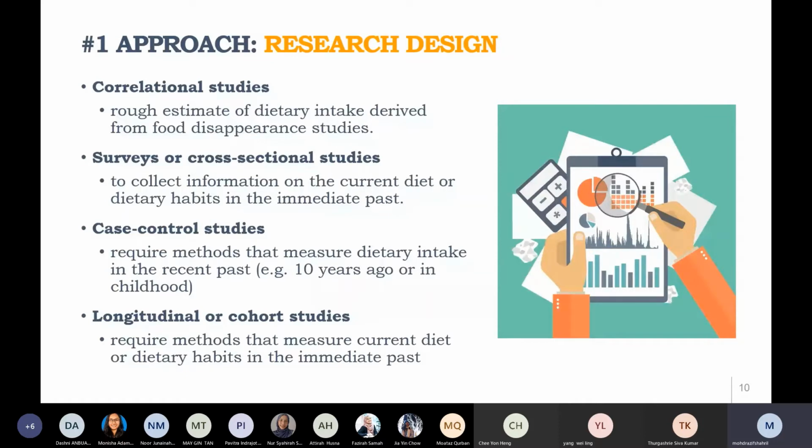Okay, so we want to use a method that people can recall their diet over a long-term period. And the fourth common research design is longitudinal or cohort studies, where we follow the participants longitudinally. So we require methods that measure current diet or dietary habits in the immediate past. So this is similar to surveys or cross-sectional studies. Okay, so these are the approaches based on research design.